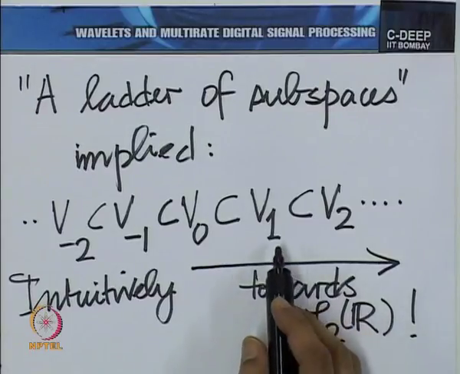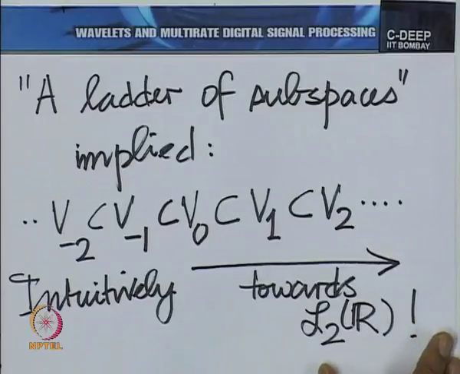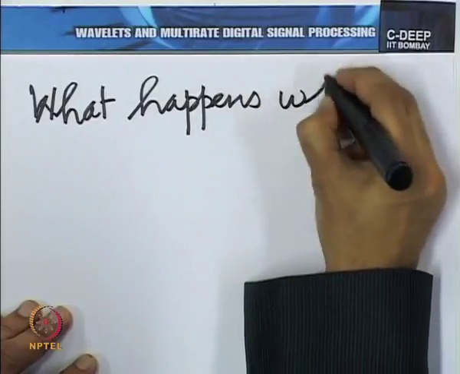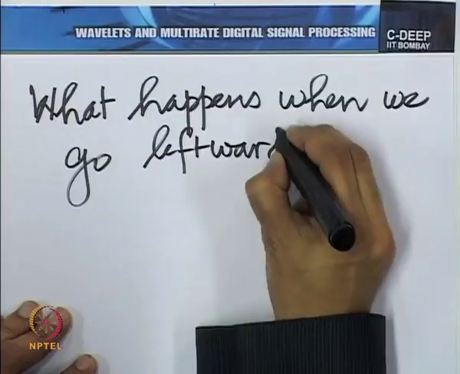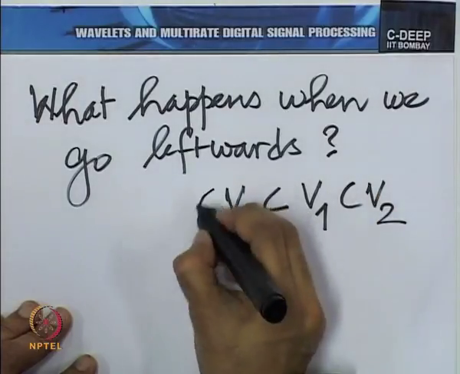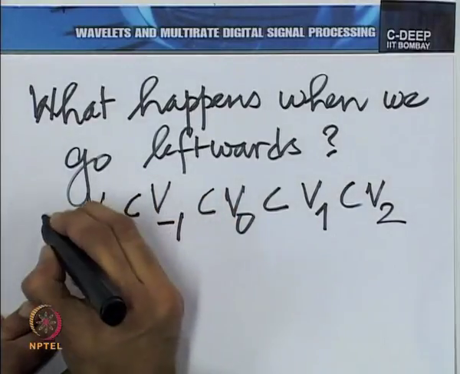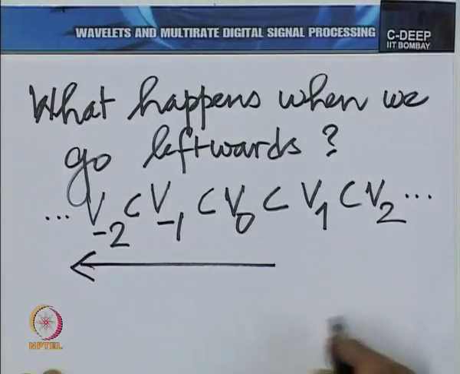Of course, it is an important question what happens when we go in this direction. That is interesting. We will spend a minute now and reflect on that. So, you see what happens when we go leftwards. What I mean by that is, of course, you have V 0 contained in V 1, contained in V 2, and then V minus 1 contained in V 0, and so on here, so on there. What happens when we go this way? What do we think should happen?